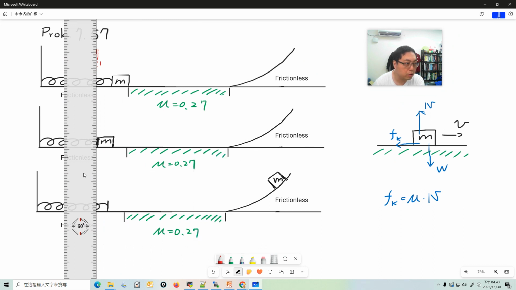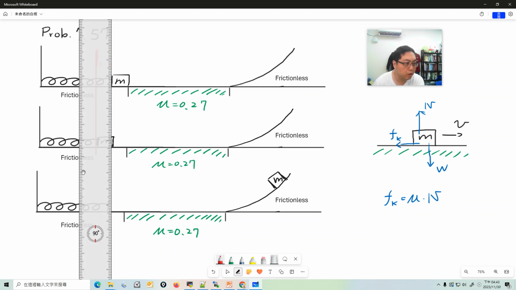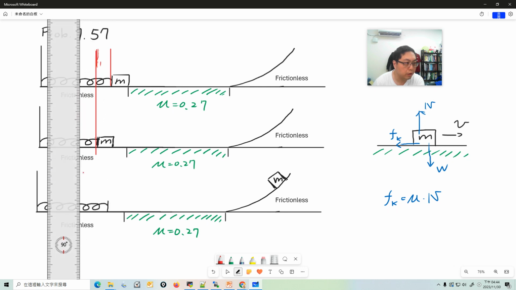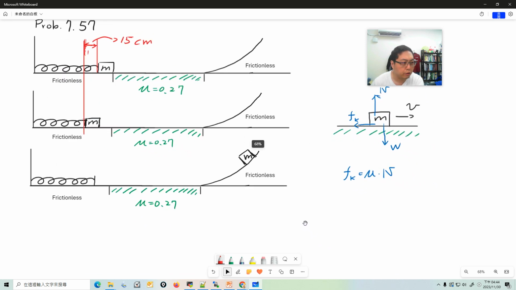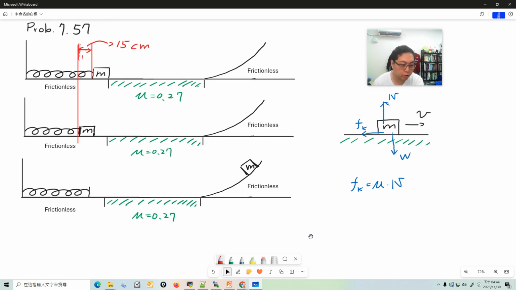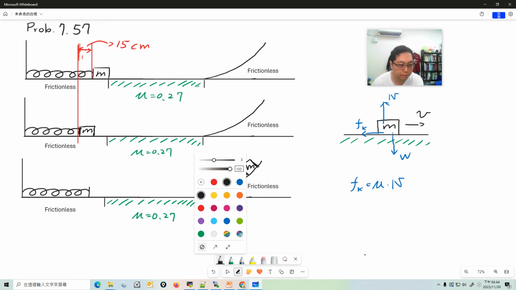Okay, initially, let's say initially here, the spring is compressed by 15 centimeters. In this problem we will use energy conservation. Let's calculate the total energy of the system at the initial compression.